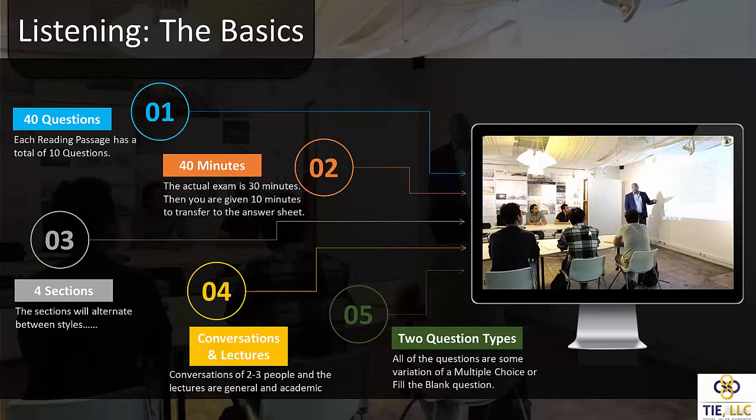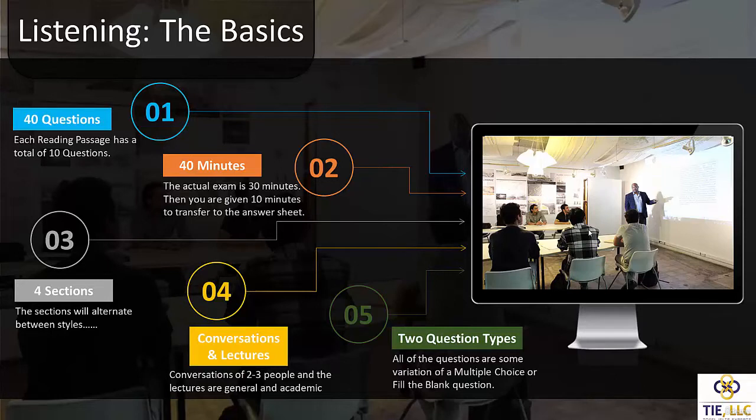Now, it's perfectly fine if you want to write your answers directly on the answer sheet right away. But some students like to put their answers on the actual test itself, and then they give you 10 minutes afterwards to transfer your answers. So the total amount of time is 40 minutes. Now, there are 4 sections, 10 questions per section.